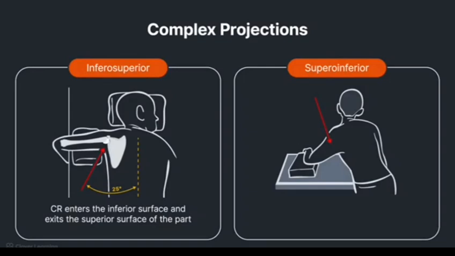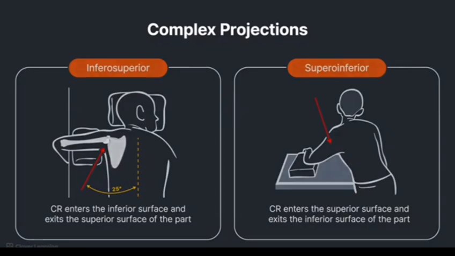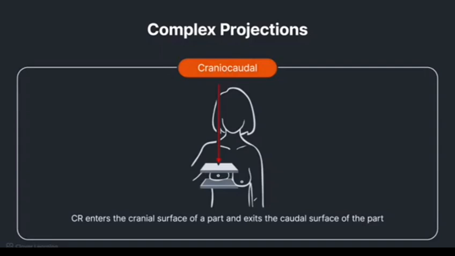inferosuperior. CR enters the inferior surface and exits the superior surface of the part. And superoinferior. CR enters the superior surface and exits the inferior surface of the part. These projections are commonly used for inlet or outlet views of the pelvis and the axillary region of the shoulder. And finally, craniocaudal. CR enters the cranial surface of a part and exits the caudal surface of the part. This projection is primarily used in mammography.